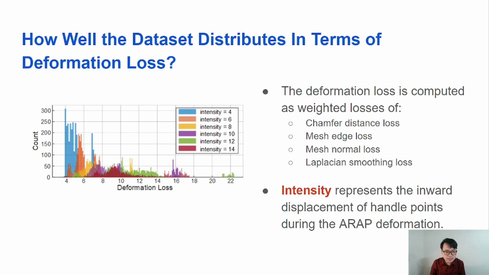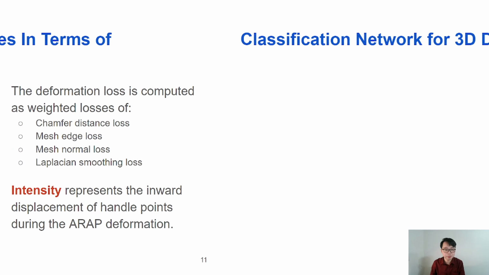The intensity in this figure, you may ask, presents the inward displacement of handle points. For example, 4 pixels, 6 pixels, 8 pixels, 10 pixels or so. From this figure, we can see that it is distributed across the domain.